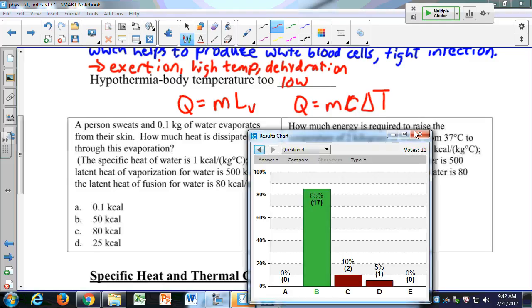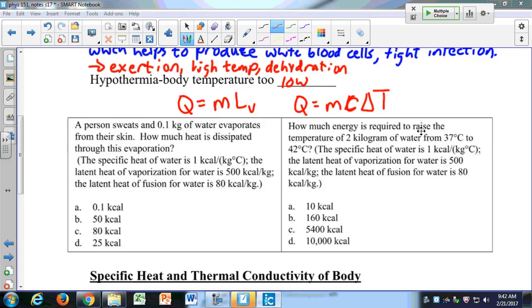Okay, good. B is right. There's lots of information given that you don't really need. All you really need to know is that Q is equal to the mass of the liquid that you're losing, 0.1, times the latent heat of vaporization, which is this quantity. I also give you the latent heat of fusion, but remember that's the energy to go from a liquid to a solid. I always like to think of fusing together to make things more solid, so that's the latent heat of fusion. You don't need the specific heat either.